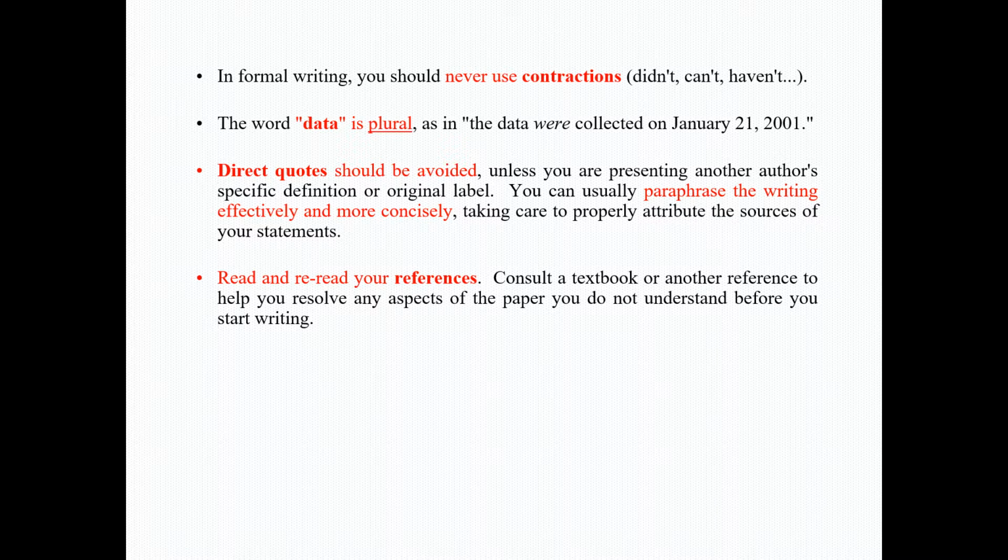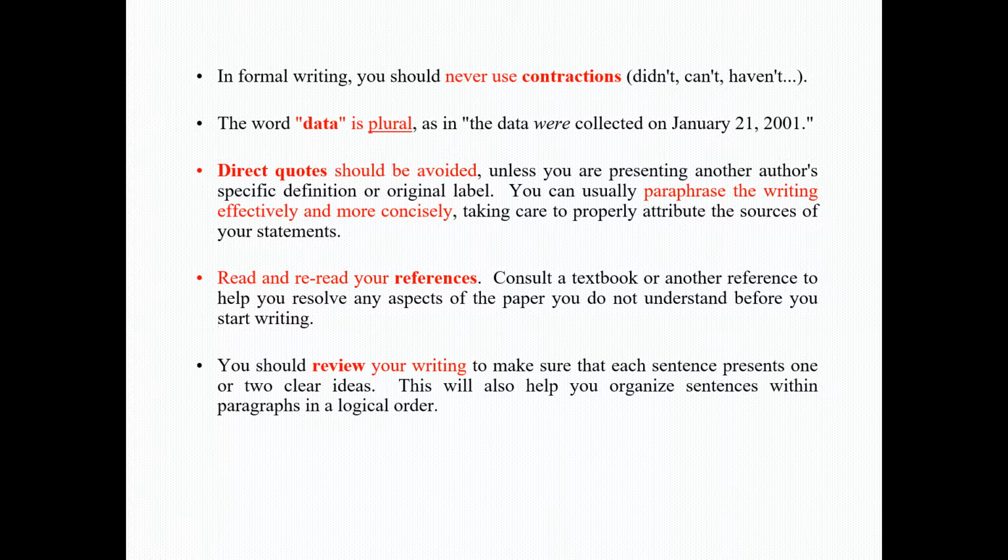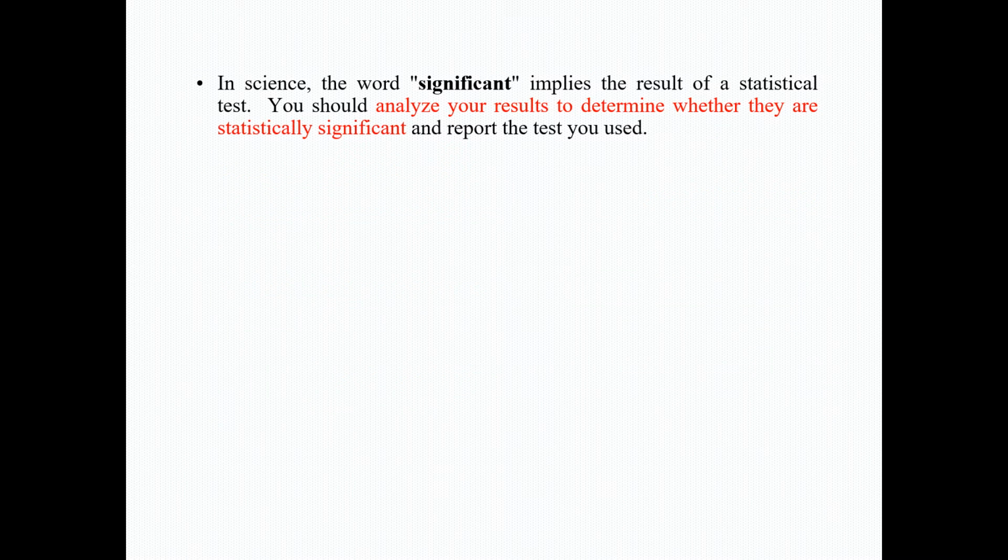Read and write your references. Consult a textbook or another reference to help you resolve any aspect of the paper you do not understand before you start writing. You should review your writing to make sure that each sentence presents one or two clear ideas. This will also help you organize sentences within a paragraph in a logical order. In science, the word significant implies the result of a statistical test. You should analyze your results to determine whether they are statistically significant and report the test you used.